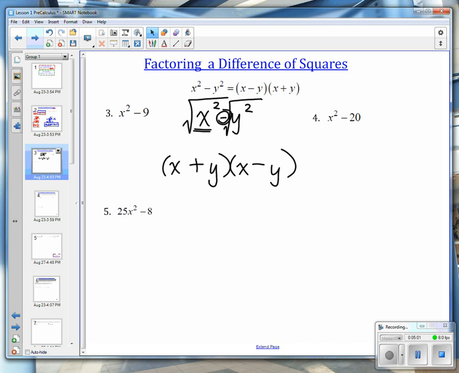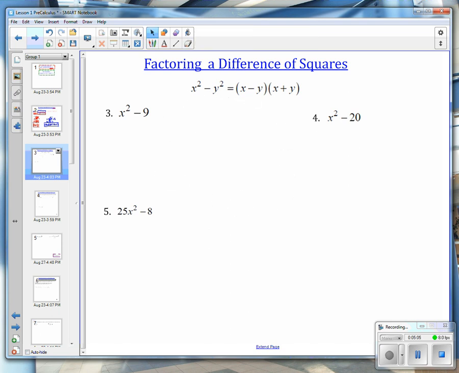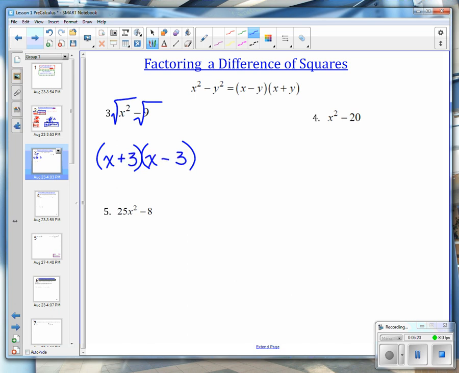So using that identity, we'll do a little bit of a practice here. So number 3, again, notice I can take the square root of both of those, and there's a minus sign, which is good. So I'm going to draw my 2 brackets. The square root of x squared is x. X, square root of 9 is 3 and 3. Again, 1 plus and 1 minus. And that's it, just as simplified as we can do.